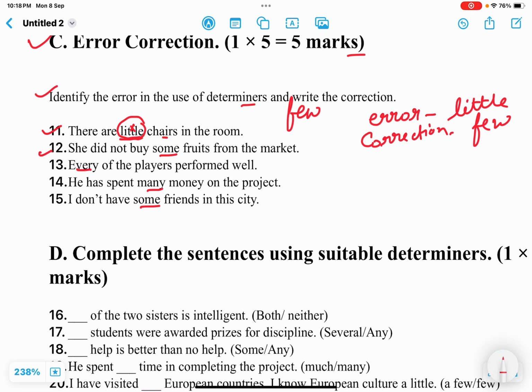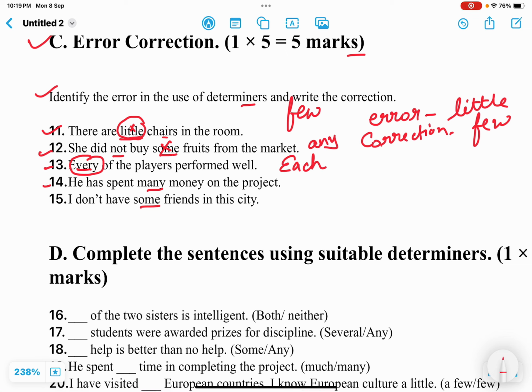Next one is, she did not buy some fruits from the market. This is a negative sentence. So we are to use any instead of some. So she did not buy any fruits from the market. Next one is, every of the players performed well. Here it is referring to individuals, meaning every player. So here every is not correct. The correct answer is each. Each of the players performed well.